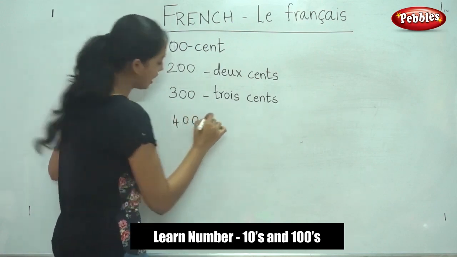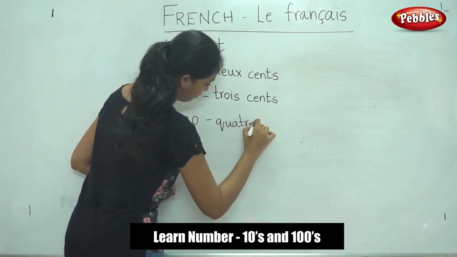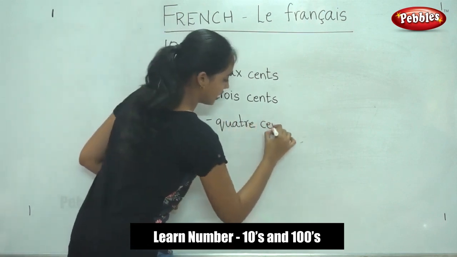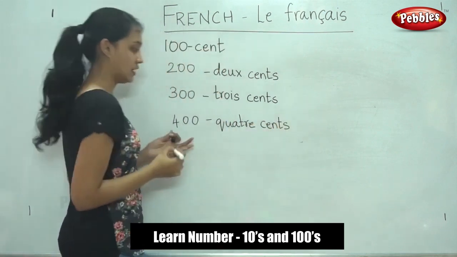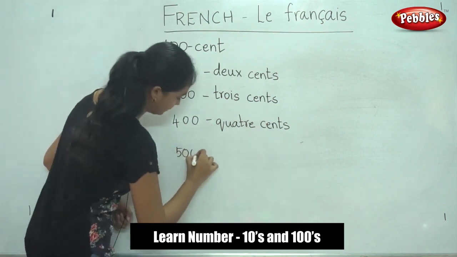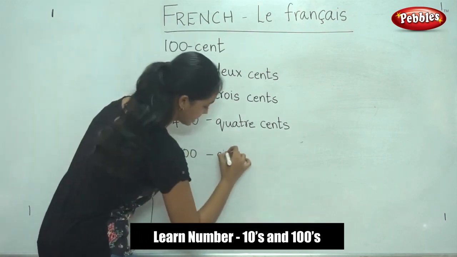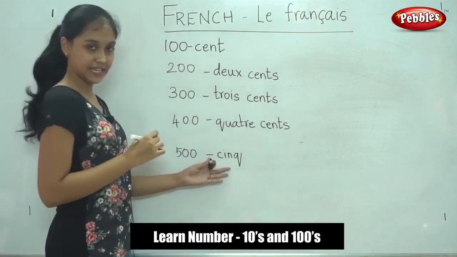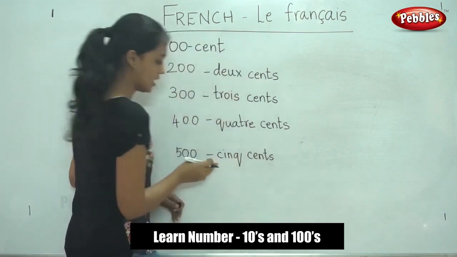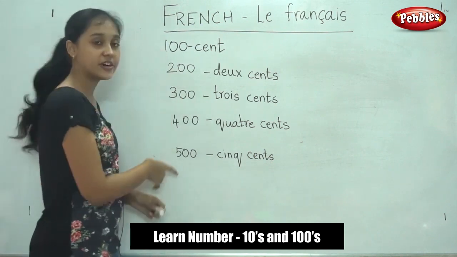For number 400 it is, for 4 it is 4, and for 100 it is 100. 400. So now you must be able to write numbers. Write number 500. For 5 it is 5, and for 100 it is 100. 500. So how did we write numbers 100 to 500?